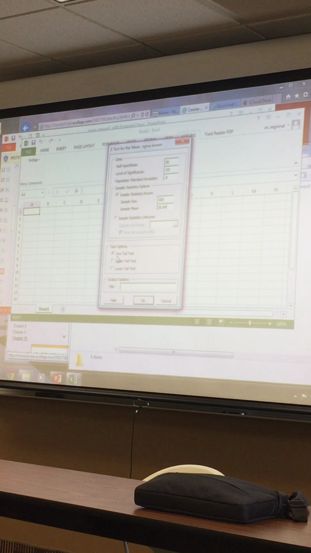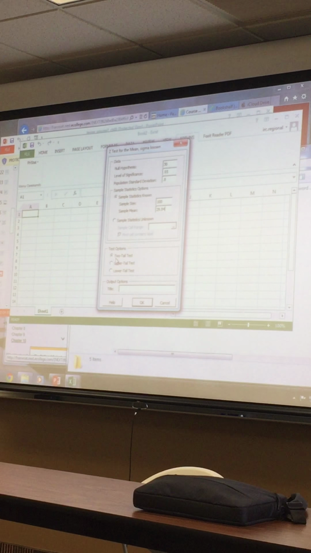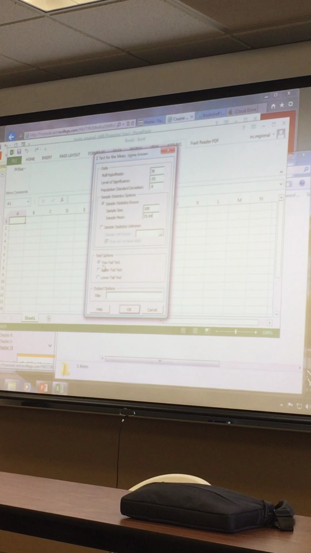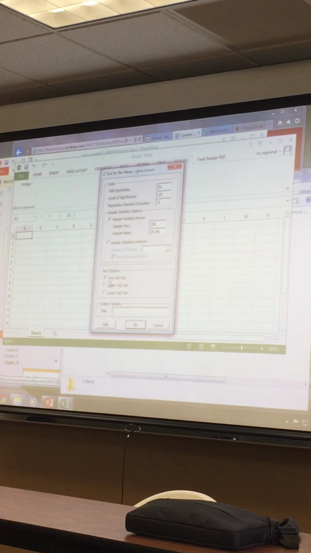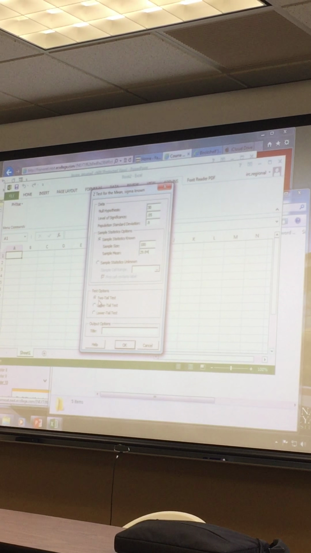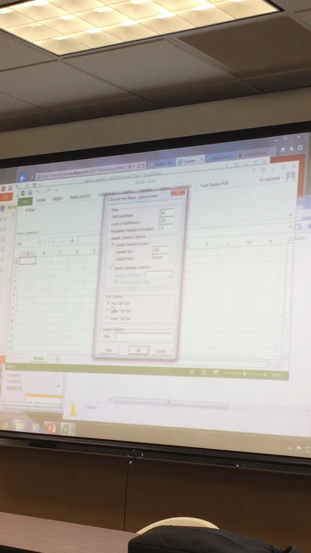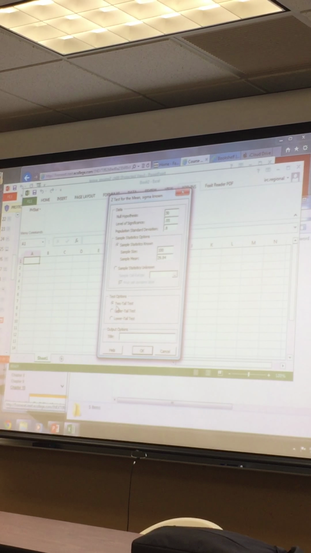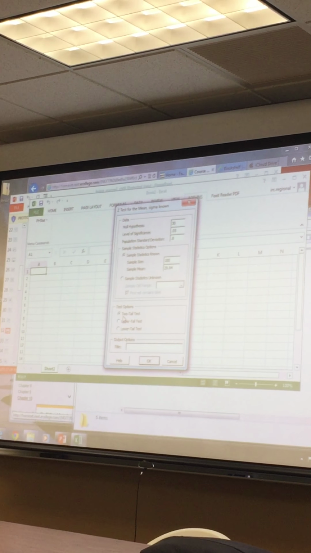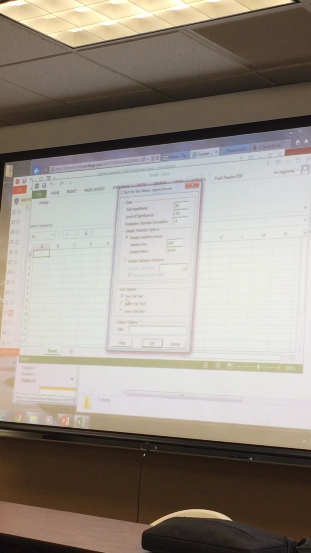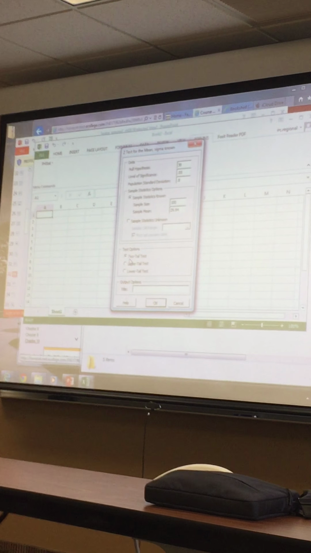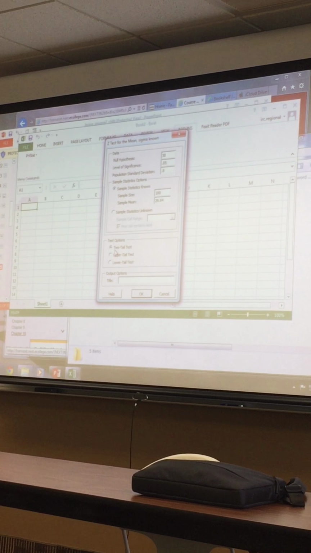Do I want a one-tail or a two-tail test? Two-tail test. Why do I want a two-tail test? Because we're doing equal and not equal. Right. If we were doing greater than or less than, which we'll get to in a minute, it would be a one-tail test.